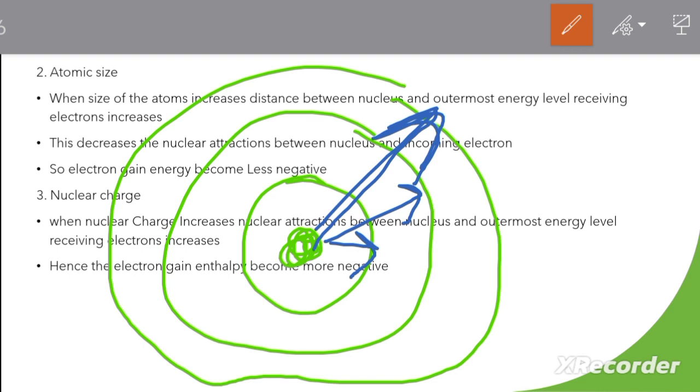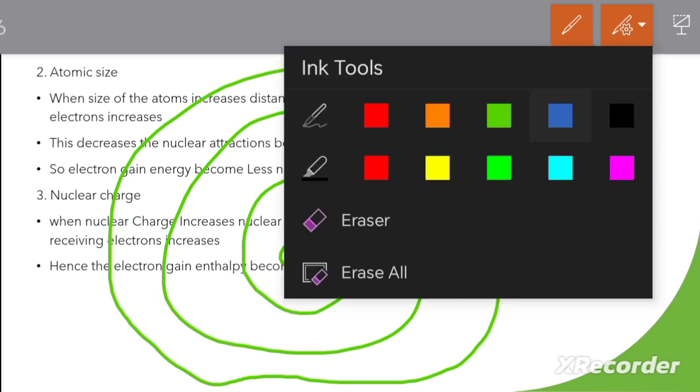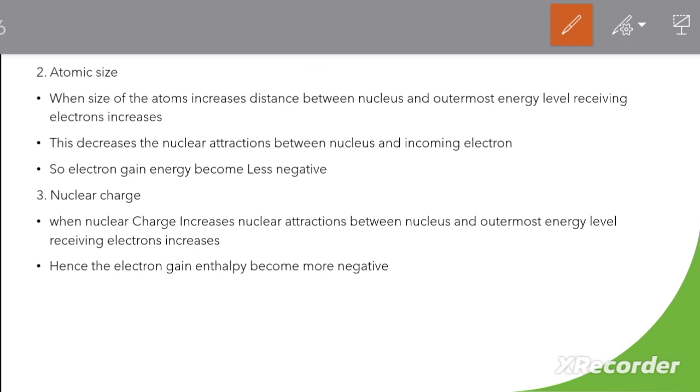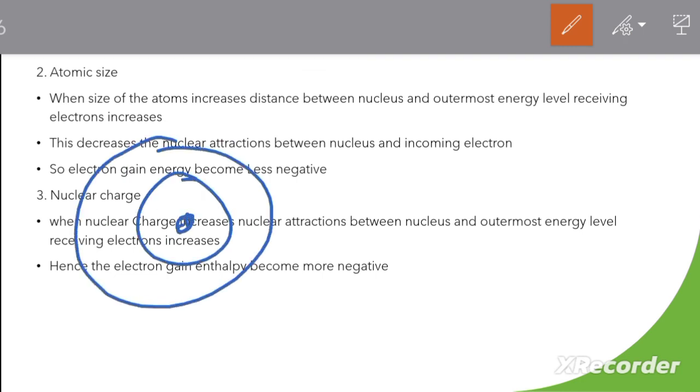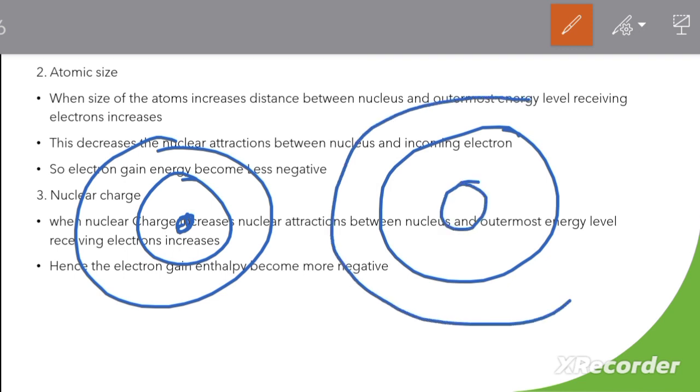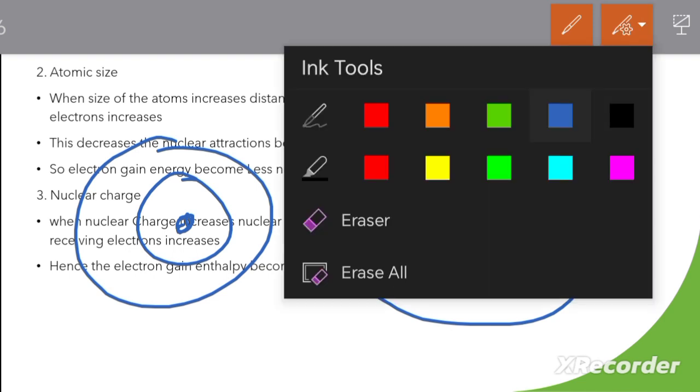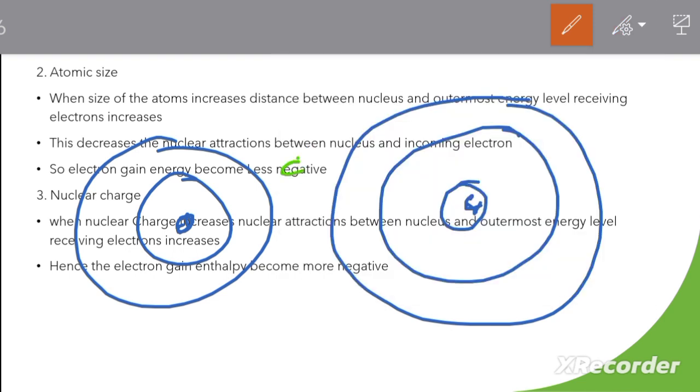So when the atomic size increases, the nuclear attraction on the outermost energy level becomes less. In such situations, it is hard for the nucleus to attract incoming electrons. We will compare two atoms of two different sizes. Here two energy levels and here 3 energy levels, and the incoming electron is here.